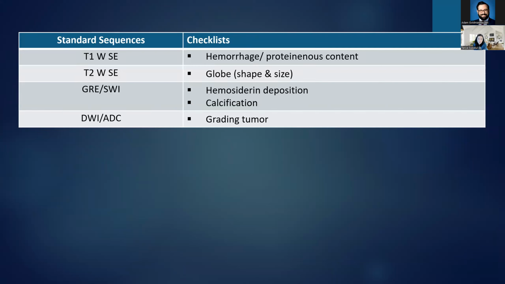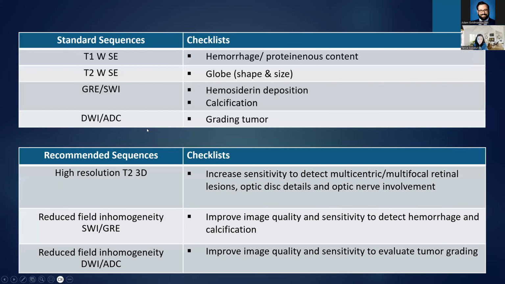On the standard sequences that we are talking about, T1 we normally use for hemorrhage or hyperintense material. T2 we normally use for the globe size, shape, and contour, SWI for hemorrhage or calcification, and DWI for tumor grading. High resolution T2 is a must.